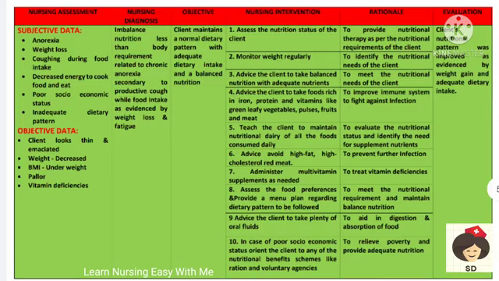Patient may have anorexia, weight loss, cough during food intake, decreased energy, inadequate dietary patterns.